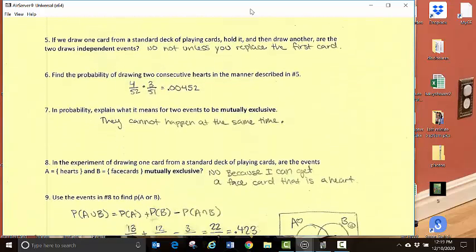So if we draw one card from a standard deck of cards, hold it, and then draw another, are the two draws independent? No, based off of what I just said. And it's funny because I hadn't even looked at the review. It's just the standard way to talk about it. I literally have not looked at this question yet. Find the probability of drawing two consecutive hearts in the manner described.